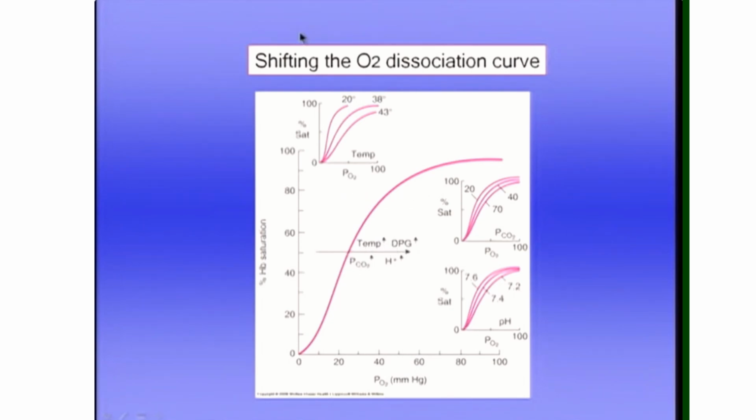2,3-DPG is a product of red cell metabolism, and if that is increased, the curve is shifted to the right. What happens sometimes in stored blood is that the concentration of DPG is depleted, and that means the blood has a high oxygen affinity, and that makes it difficult to unload in the periphery of the body. Okay, so those are shifts in the oxygen dissociation curve.